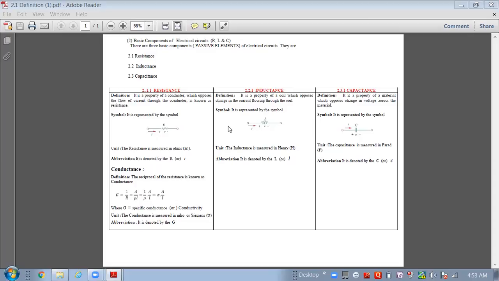Here we have to remember conductance. What is the definition of conductance? The reciprocal of the resistance is known as conductance. G is equal to 1 by R. We also call sigma conductivity or specific conductance. The unit for conductance is Siemens or mho. It is denoted by capital G.